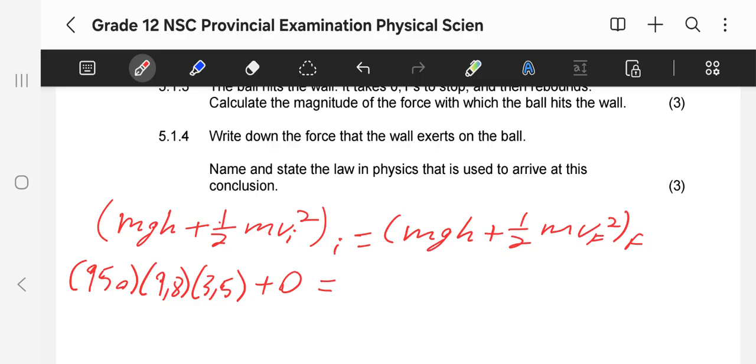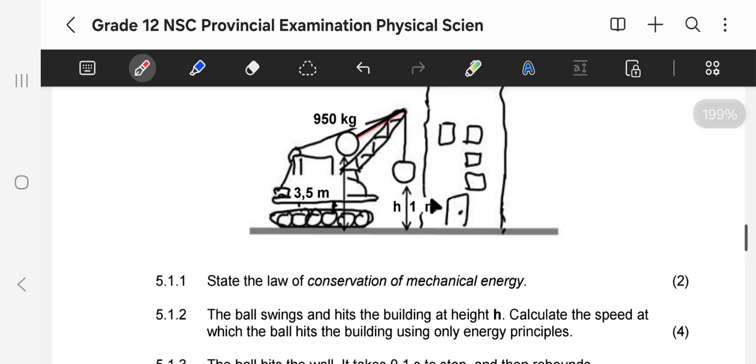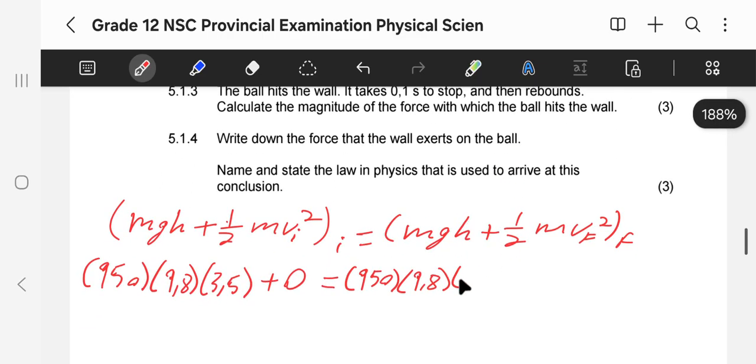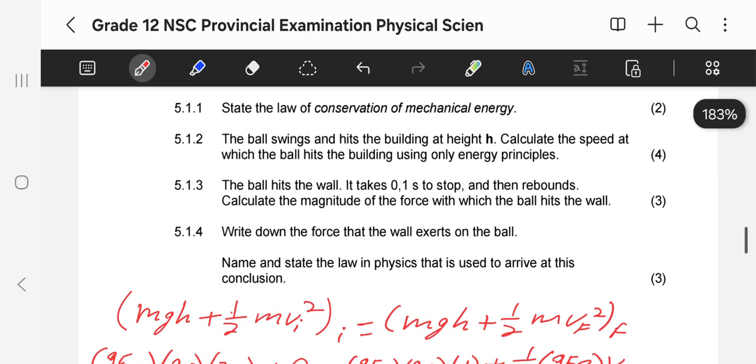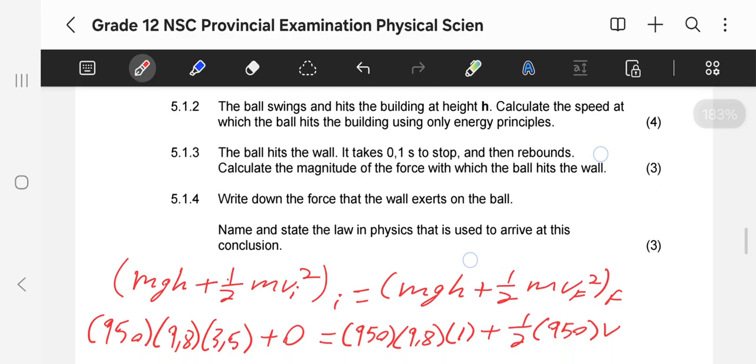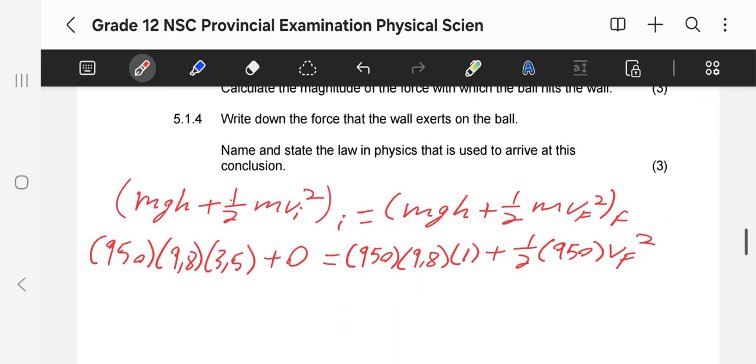Then when we go next door, we know that the mass is still the same. It's 950. The g is also 9.8, but the height has changed. Initially, the height was 3.5 meters, but now it's 1 meter high. The ball is now suspended 1 meter above the ground. So the new height is 1 meter. And then we'll say half m. The m is still 950. What about vf? vf is actually what we are looking for. The question said we have to find what? The speed, which is that vf. So that's what we are looking for. And then from here we do the math.